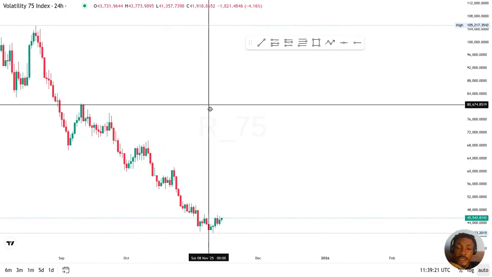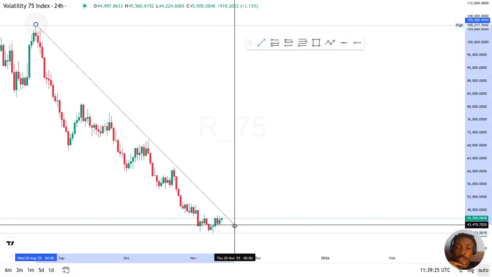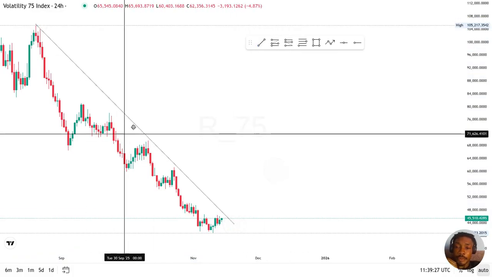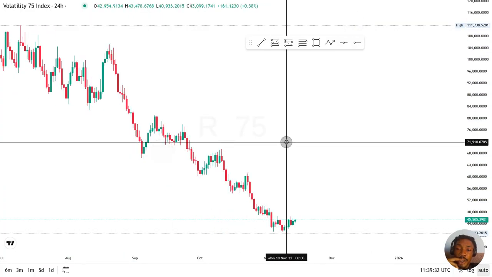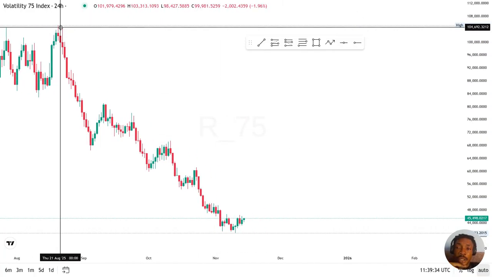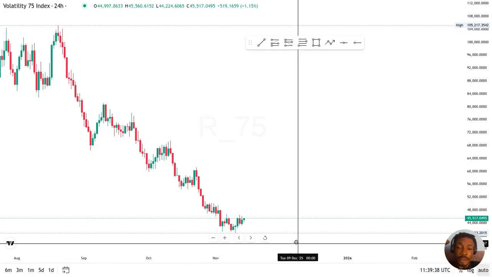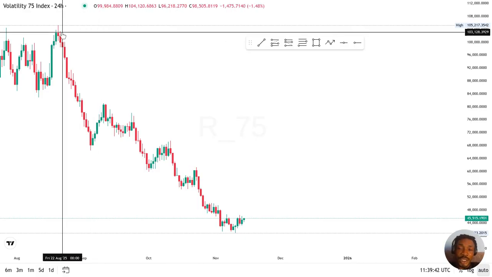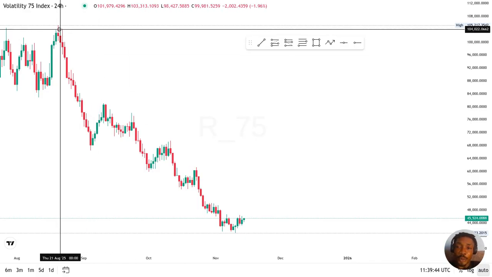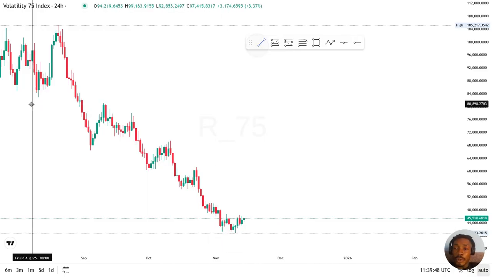Volatility 75 Index on the daily time frame. So if we check well, from here we see that we're on the downtrend, right? We're on the downtrend. So all we need to consider is that we need to trade with the trend, not against the trend. Okay. So it doesn't mean that you take a sell because you see that we're on the downtrend. No.